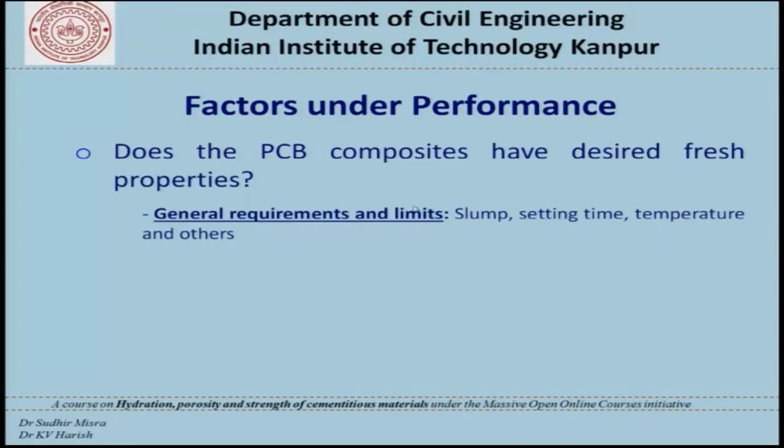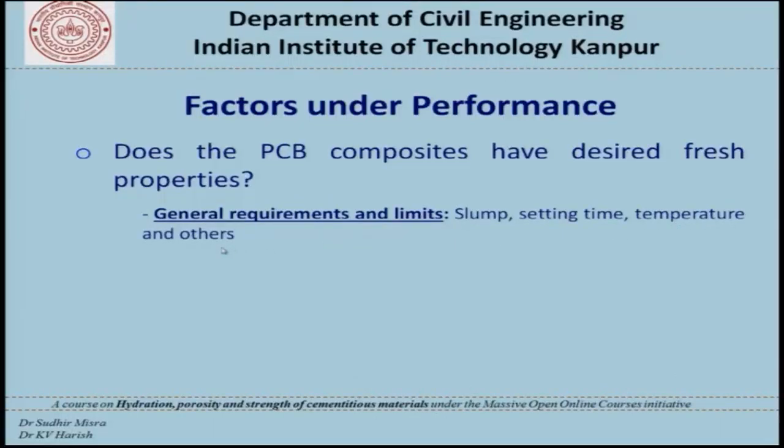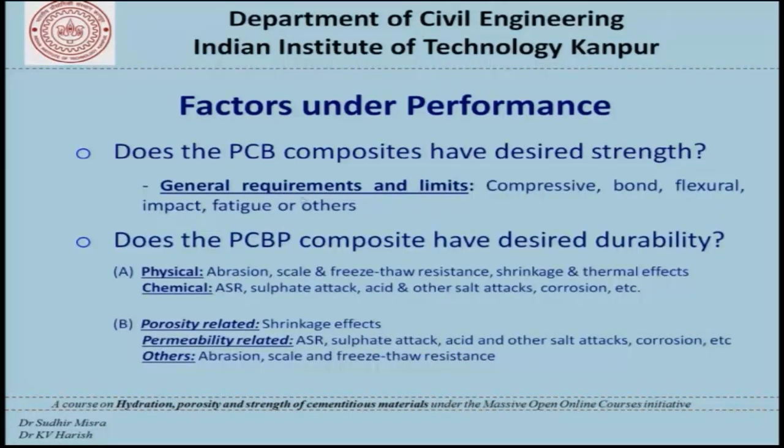So the third question which comes to mind is, does the Portland cement based composite have desired fresh properties? And again, when we talk about fresh properties, we are talking about general requirements and limits. So from an engineer standpoint, it is extremely important to understand what the conventional slump levels required for a particular application are, and what the setting time limits are, initial setting time as well as final setting time limits, and the conventional range of temperatures and several others. So the performance is largely seen under this head from the angle of general requirements and limits.